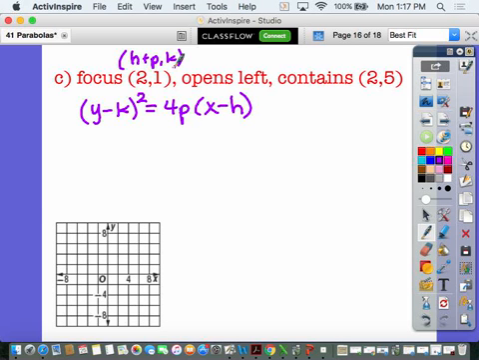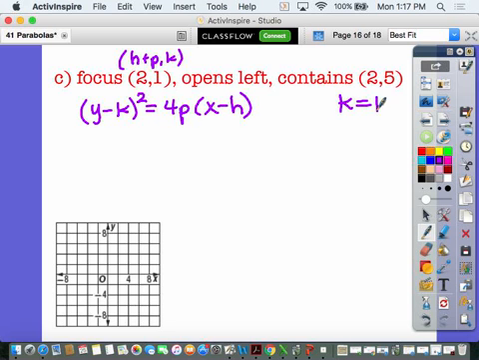We do know 2, 1 is on the actual graph. Okay, hold on. I get a lot of questions. Yes, you do know that. But we need the vertex, and we also need to know what p is in order to actually have the equation. However, because this is the setup for opening to the left for focus, you do know that k is 1.